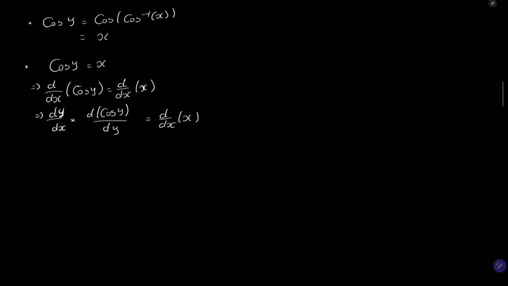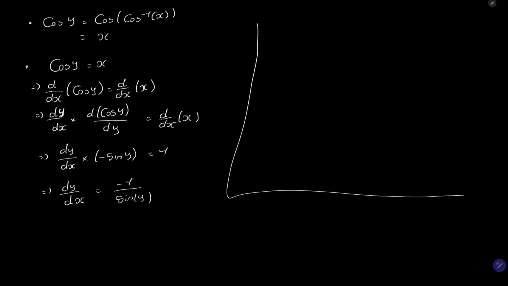So in this case, the differentiation of cos y with respect to y gives us negative sine y. So this then implies dy/dx times negative sine y is equal to the derivative with respect to x of x, which gives us 1. So this then implies that dy/dx gives us negative 1 over sine y. So just as in the first example, we are still going to use some trigonometric identities in order to express sine y in terms of x.